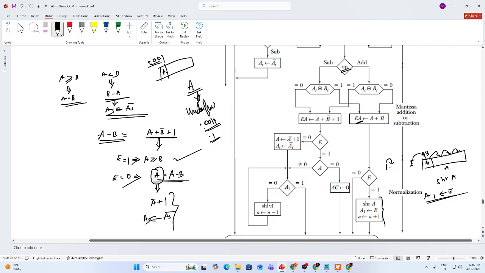So, how to shift left? Shift left the A mantissa and decrement the exponent. So, this is the case of A greater than or equal to B.